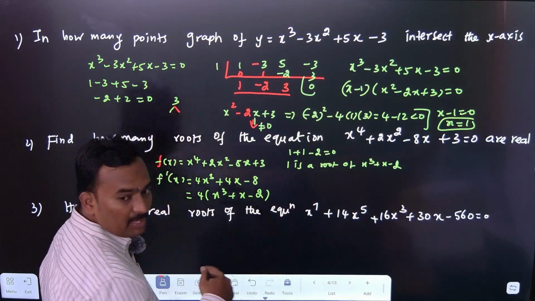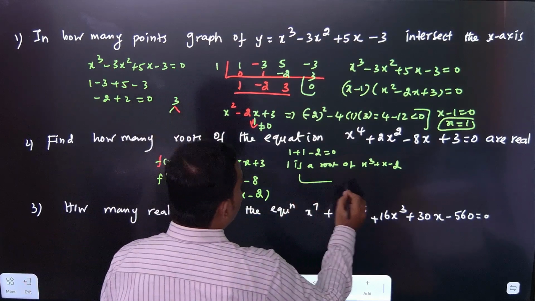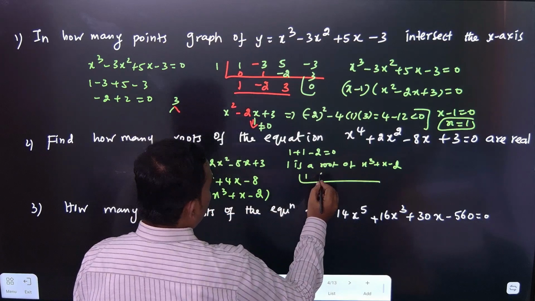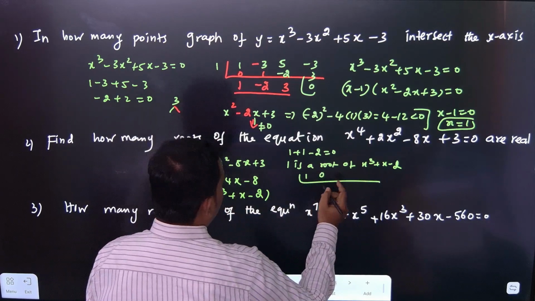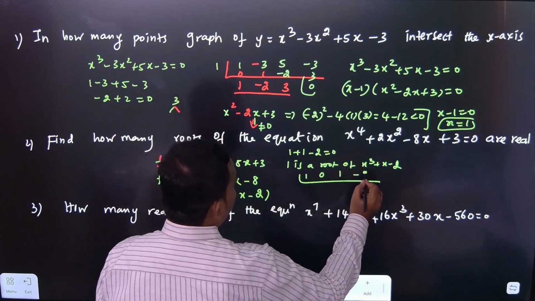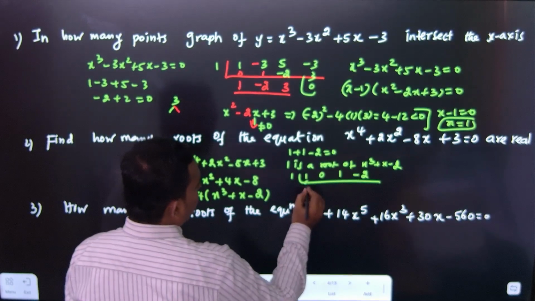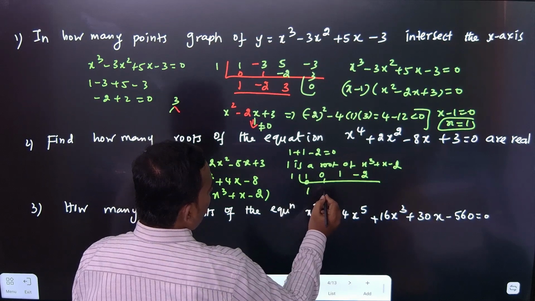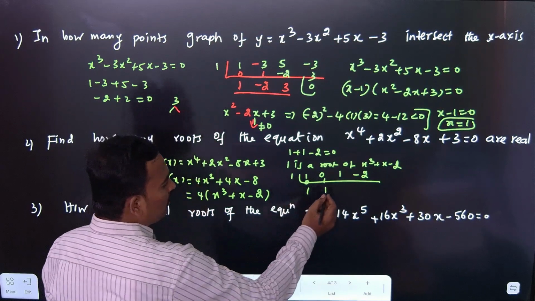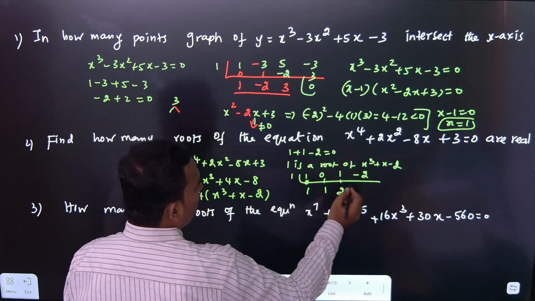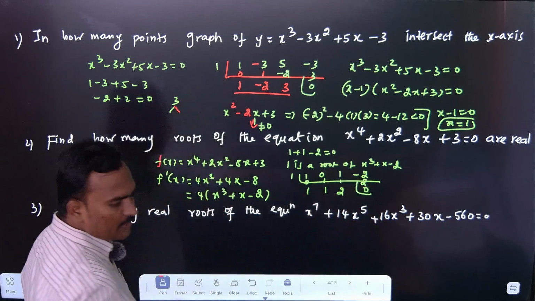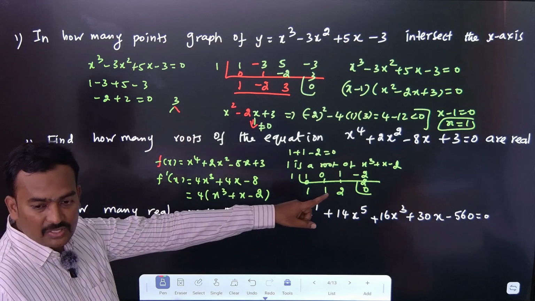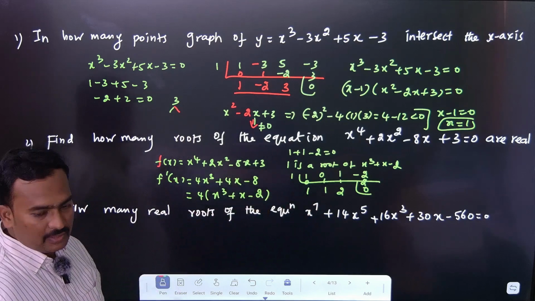So root means x minus 1 is a factor. Then how do we find the remaining factors? Use long division. The x cube term is 1, the x square term is 0, the x term is 1, and the constant is minus 2. 1 is a factor, fix 0 here. 1 into 1 is 1. So 0 plus 1 is 1. 1 into 1 is 1, it is 2. 2 into 1 is 2, it will be 0. Clear? If the last term is 0, definitely 1 is a factor, right?